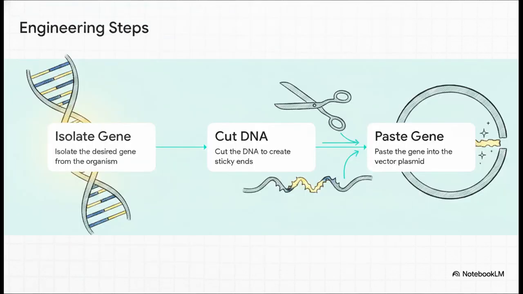Now, the engineering process follows a strict step-by-step chronological flow chart. Follow along with me here. Step 1, we isolate the desired gene. Step 2, we cut the DNA to create open ends. And Step 3, we physically paste that gene into our vector plasmid. Memorize this exact progression and you've completely mastered the underlying logic of the process.